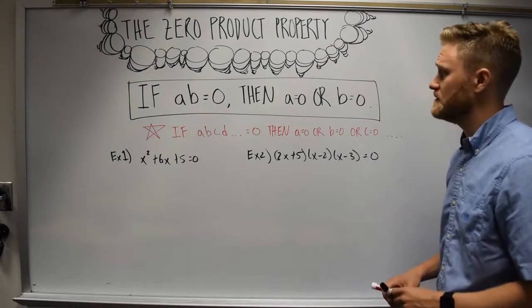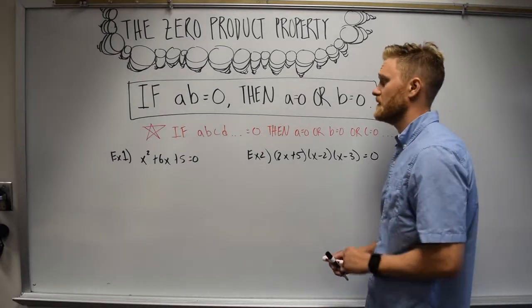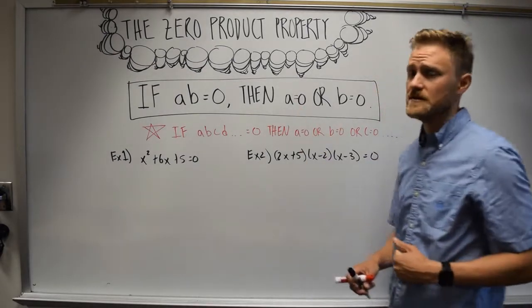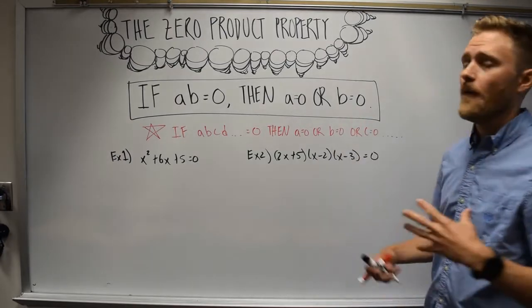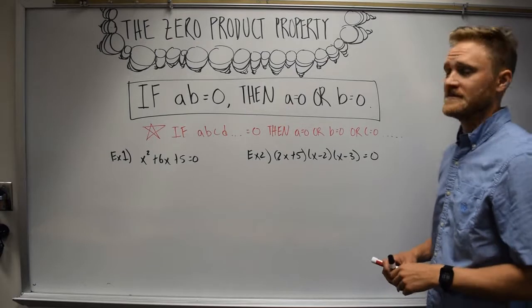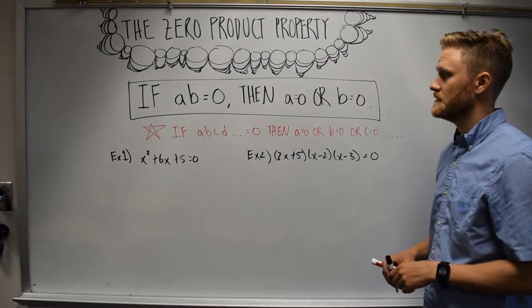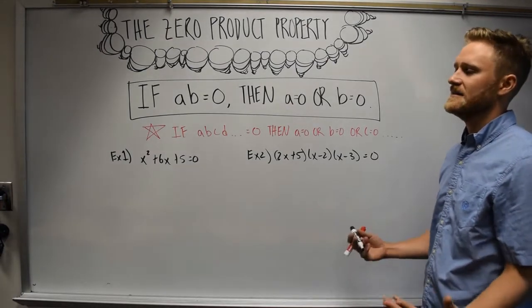two things have to be true, or even possibly three things. A has to be equal to 0, or B has to be equal to 0, or possibly both of them have to be equal to 0. Now you might be thinking, why is this important?